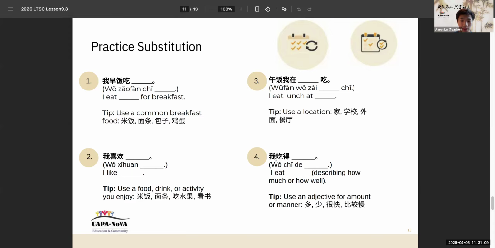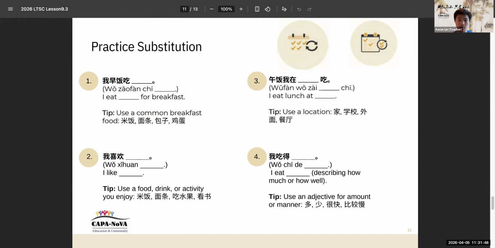And then the last one, 我吃的, is what we learned today, and you use some sort of adjective here for how much you eat or how fast or slow you eat. You could say 我吃的很多, which means I eat a lot, or 我吃的很快, which means I eat really quickly. Or you could say 我吃的比较慢, which means I eat relatively slowly. These are ways you can plug in nouns or adjectives to form sentences.